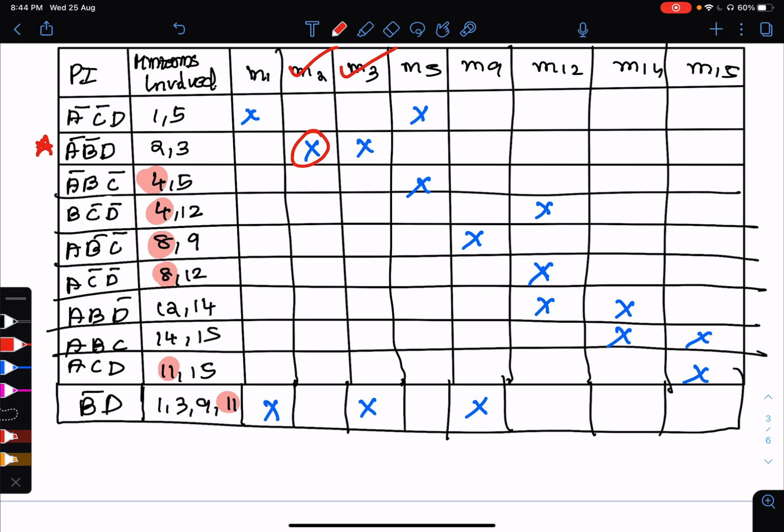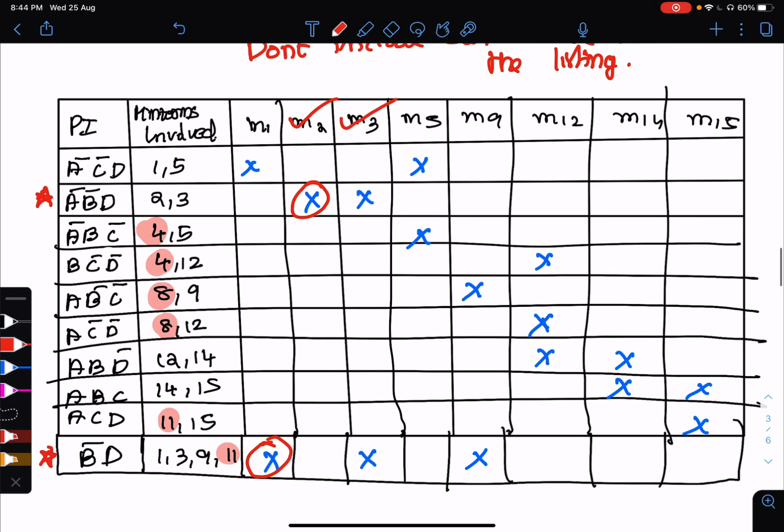So you can see here that the first prime implicant will only cover 1 and 5, but the last will cover 1, 3, 9. You can also select A dash C dash D. General practice is this way. So this I select as a prime implicant. This prime implicant will cover M1, M3 is already covered, and M9 it will cover.